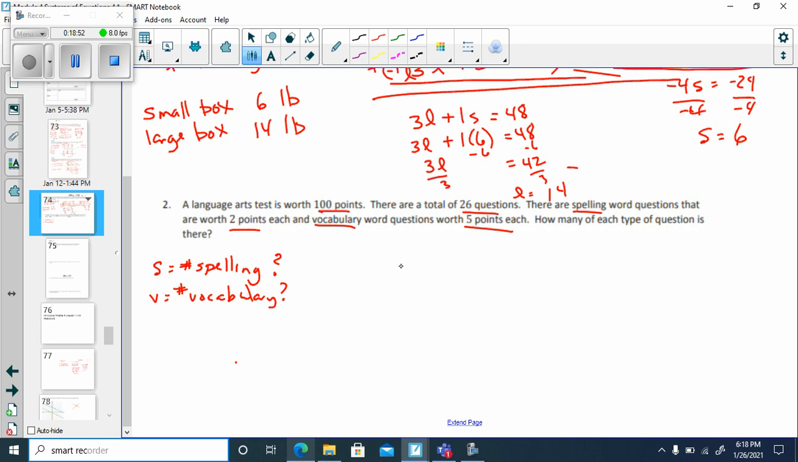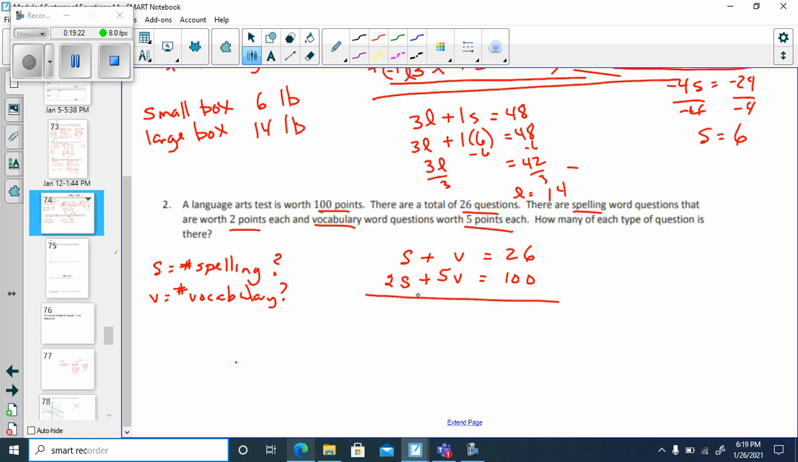Now, there's a total of 26 questions. So the number of spelling questions plus the number of vocabulary questions equals 26. It's a 100-point test. Let's see, the spelling questions are 2 points each. So 2 times the number of spelling questions would tell you the number of points for spelling, plus your vocabularies are 5. 5 times the number of vocabulary questions gives you 100 points.